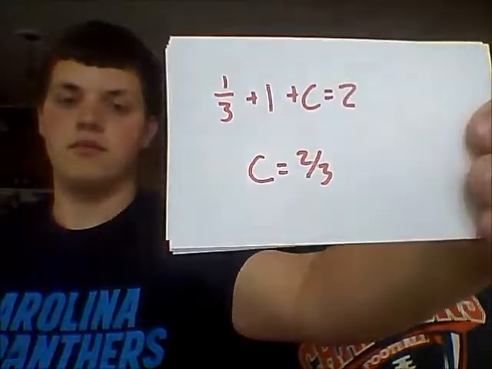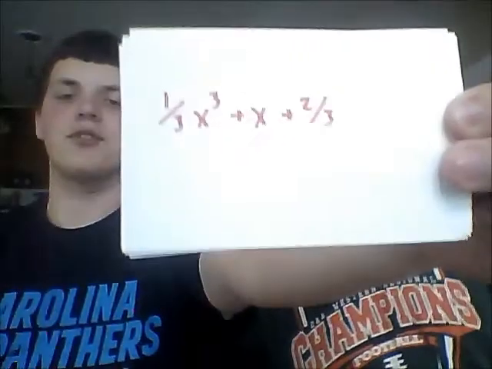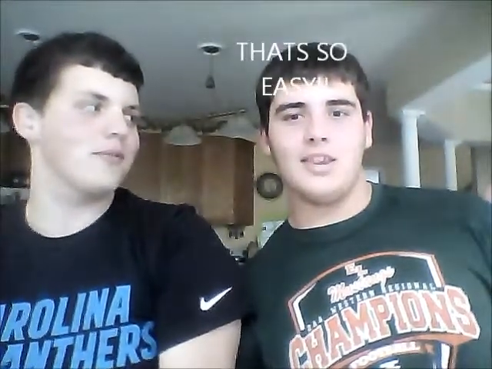Once your initial condition is plugged in, solve for C. With this, you can see that C equals 2/3. So then, after you have your C, plug it back into your original equation, and there's your final answer. That's how you solve for a particular solution, Colton.